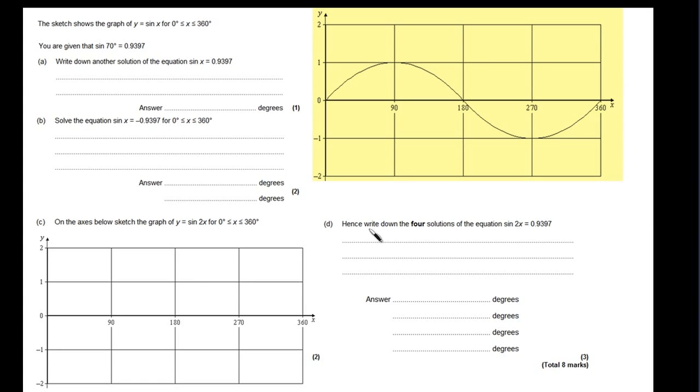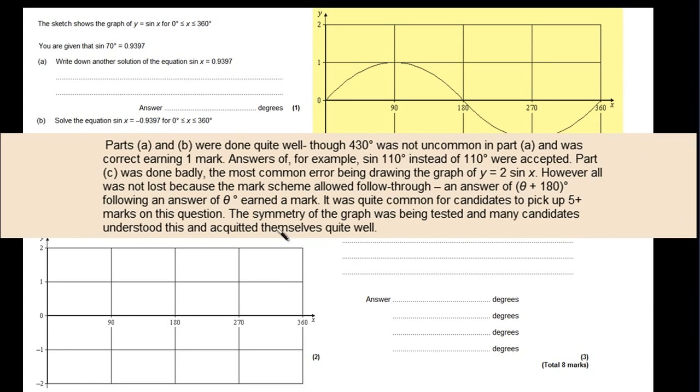And in part D, we have "hence", so you do have to use the information from this graph. Write down the 4 solutions of the equation sine 2x equals 0.9397. So those numbers again. And we're given 4 answers here. So this question has a total of 8 marks. Okay, does that make sense? Yes, because the sketch is worth 2, but we get a wonderful amount of marks for this last problem. So really we're hoping that for part D we're going to get everything right. So a lot of opportunity to pick up marks here.